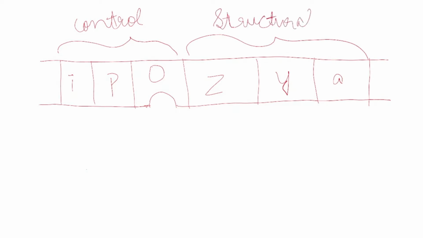Let's draw this as a whole. I, P, O, Z, Y, and A. These are control genes, and these are structural genes. This is a repressor protein. It binds at the operator region.